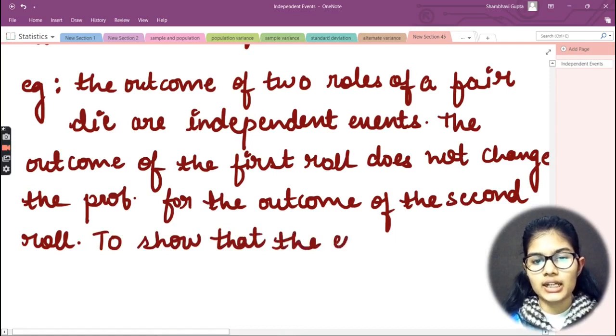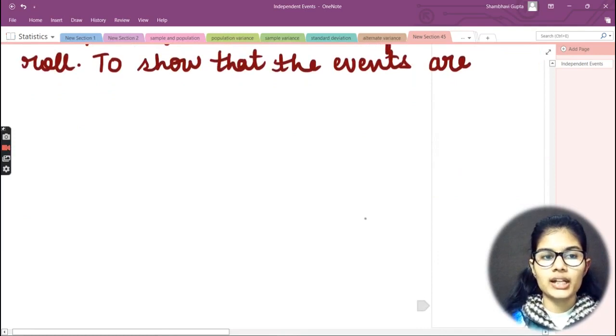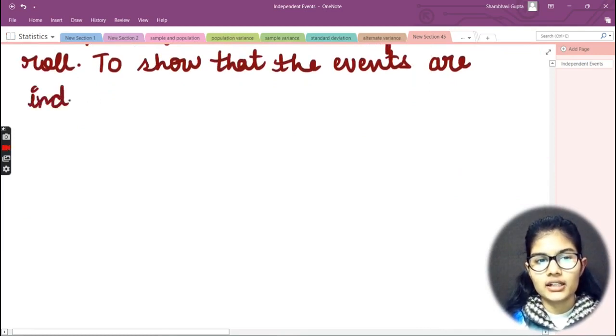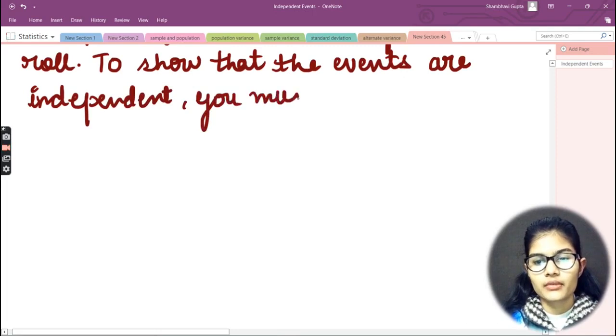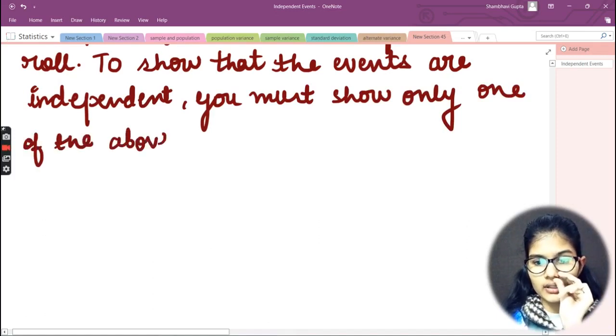So to show that the events are independent, you must show only one of the above conditions. Above here go the conditions.